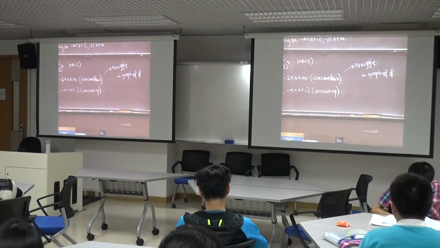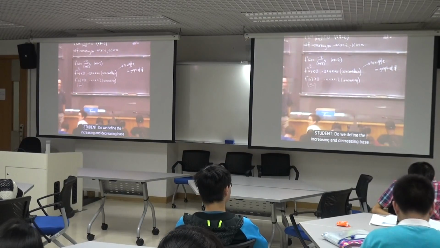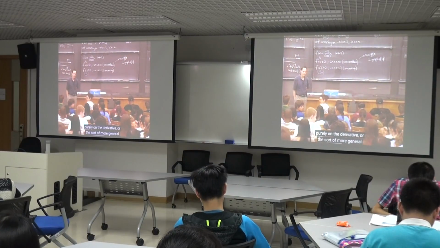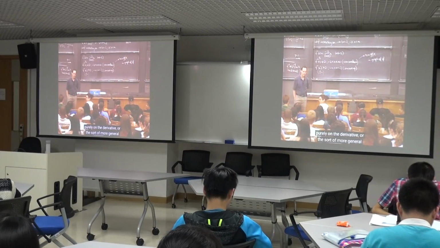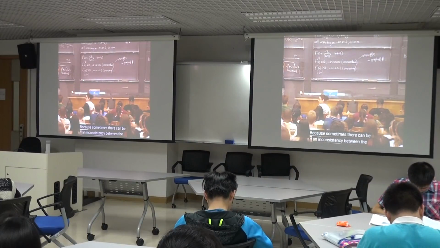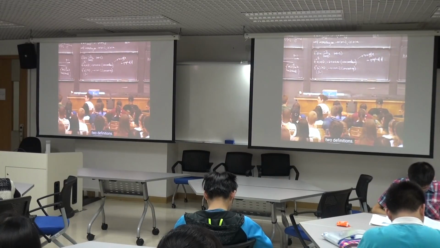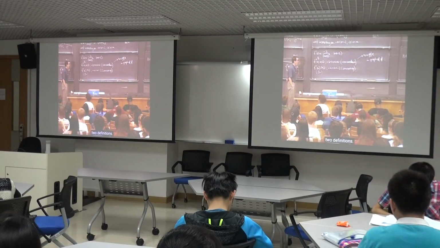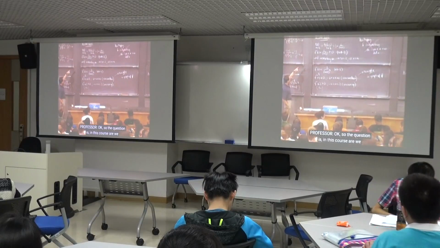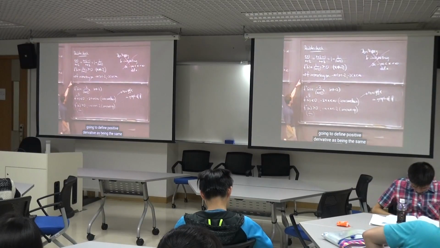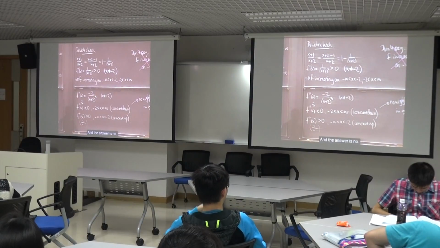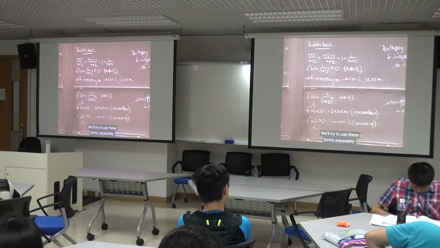All right, so, question. Do we define increasing, decreasing based purely on the derivative, or the more general definition looking at any two points? Because sometimes there can be an inconsistency between the two definitions. So the question is, in this course, are we going to define positive derivative as being the same thing as increasing? And the answer is no. We'll try to use these terms separately.